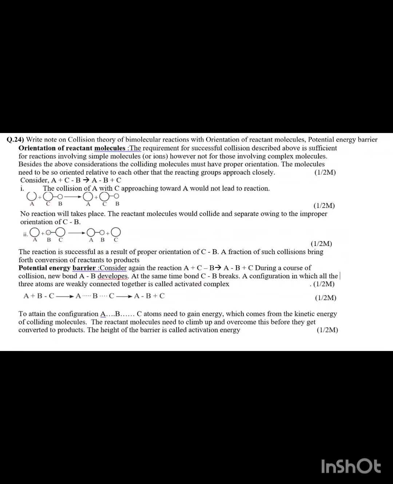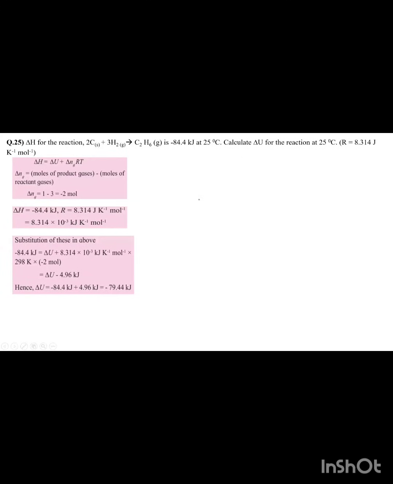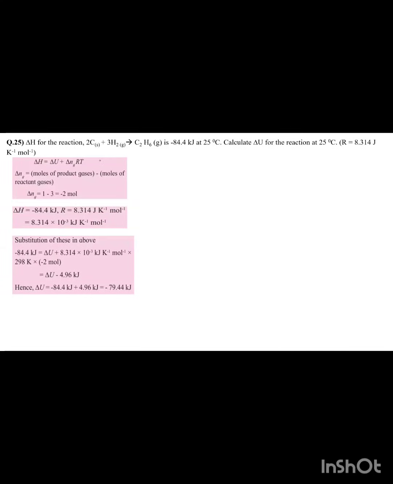Next to this, numerical. Question number 25. Delta H of the reaction, 2C plus 3H2 gives ethane, is minus 84.4 kilojoule at 25 degrees Celsius. Calculate delta U of the reaction.